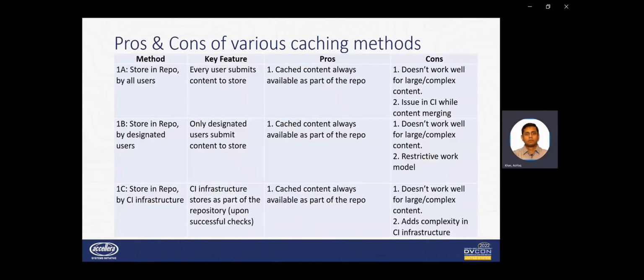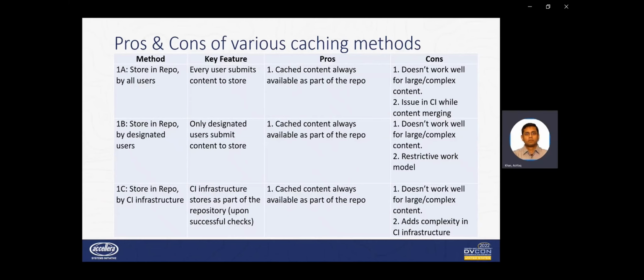So on this slide, let's talk about method 1, where we store the cached content as part of the repository. So the pro is obviously whatever you cached, it's always part of the repository. So there is no additional effort in restoring this cached content. So in method 1A, we are basically splitting this by who is actually allowed to store this. So in method 1A, every user is allowed to store.